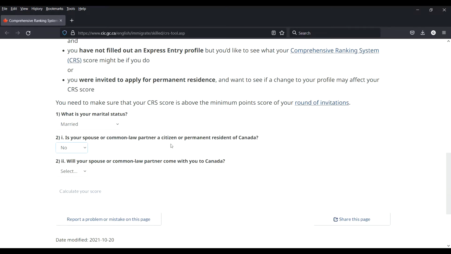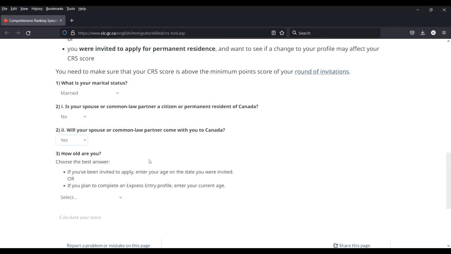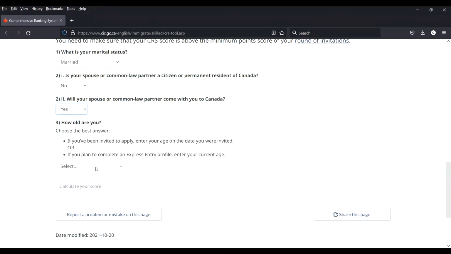So if any of this is applicable to you, you are going to have additional points based on this. If your spouse is a Canadian citizen or is a permanent resident in Canada, you have a point for that. Then the next question is, will your spouse or common law partner be coming with you to Canada? Let's say yes. So how old are you?